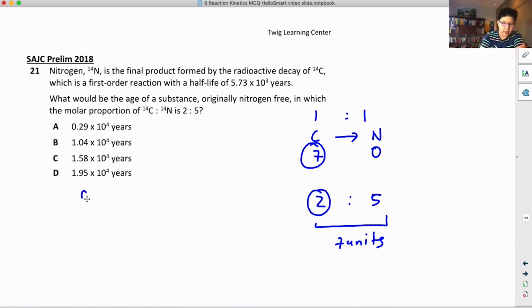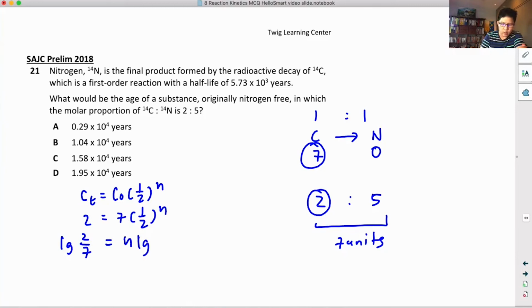So I'm going to use the formula again, where N is the number of half-lives and C is the concentration at the end. So put 2, and the initial concentration is 7. This is what it looks like: log 2/7 equals N log half. You can do the math. I've done it, and the answer for this calculation turns out to be 1.8. So there's 1.8 half-lives.